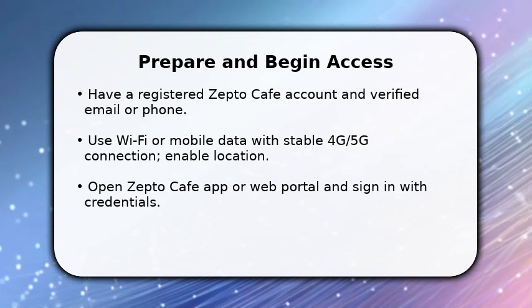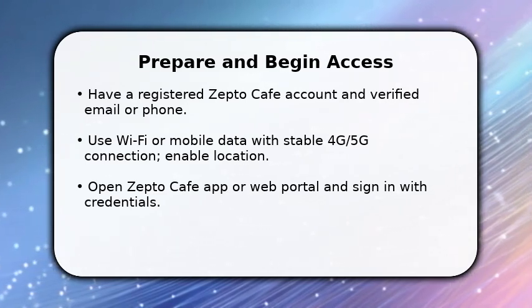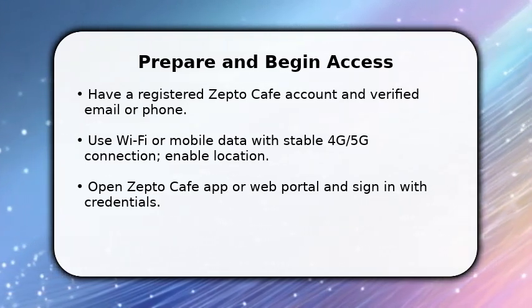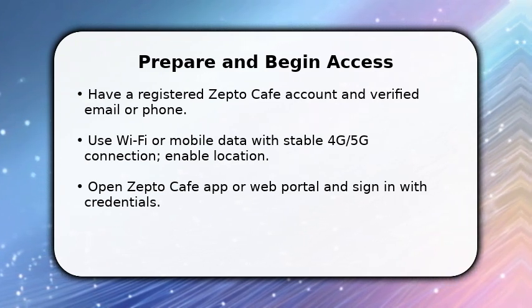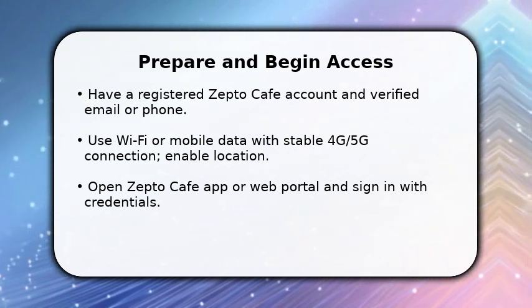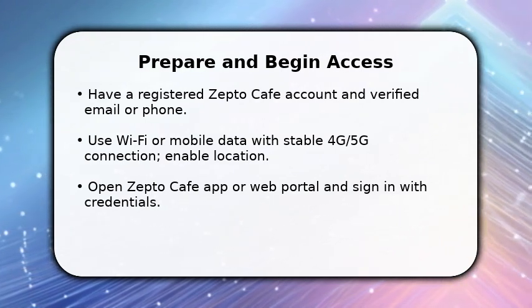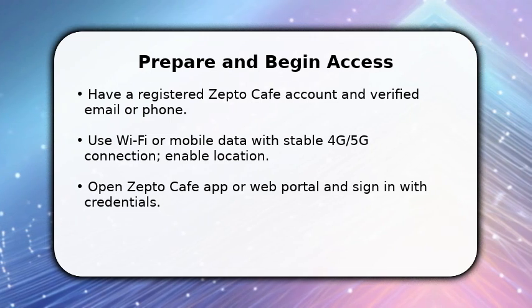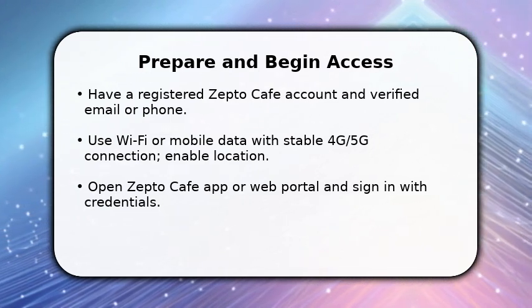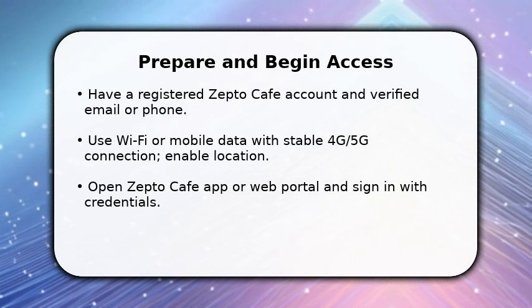Enjoy the video. You start by confirming the essentials: account, device, and connection. Sign into Zepto Cafe using your verified email or phone. This authenticates your profile so personalized options appear. Once signed in, allow location and notifications when prompted so the app can show nearby cafes and live availability.